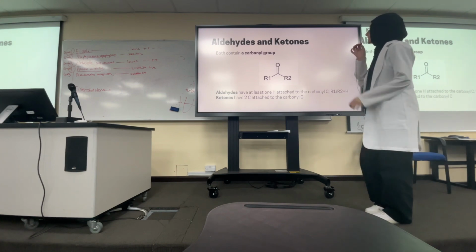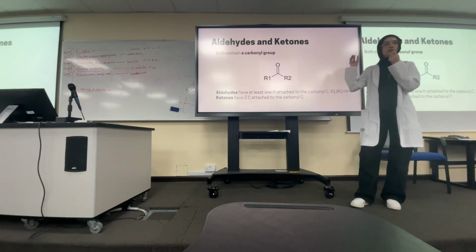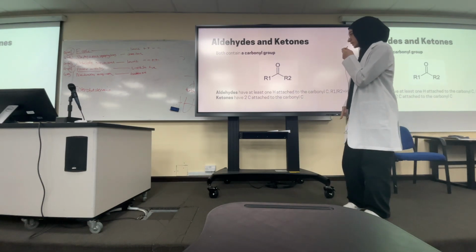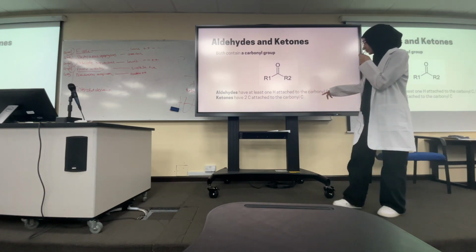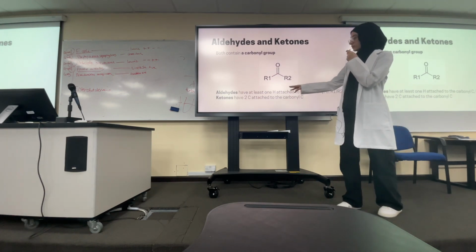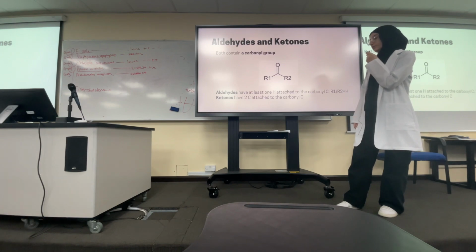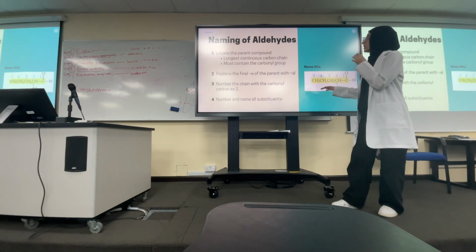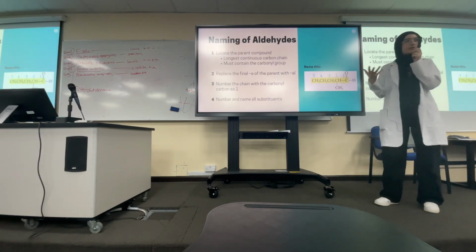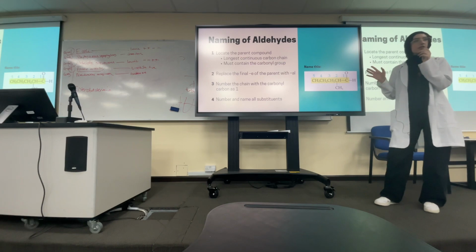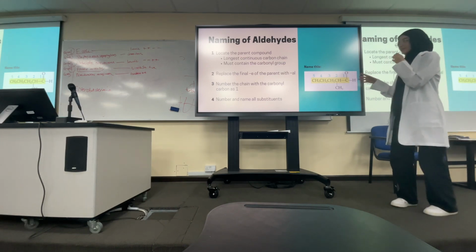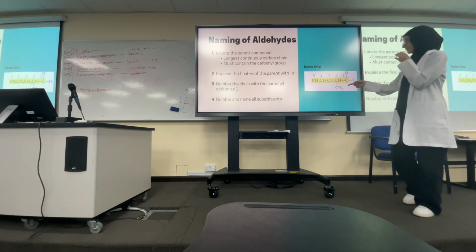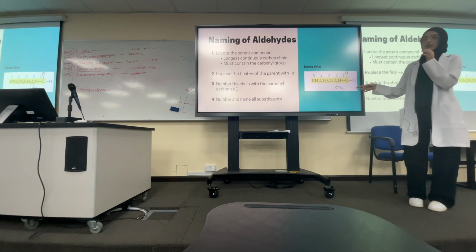For aldehydes and ketones, what they have in common is the carbonyl group. Aldehydes have at least one H attached to the carbonyl carbon, and ketones have two carbons attached to the carbonyl carbon. This is clear, right? For naming, I think you guys have been experts in naming now. Can you name this for me? This is for aldehydes.